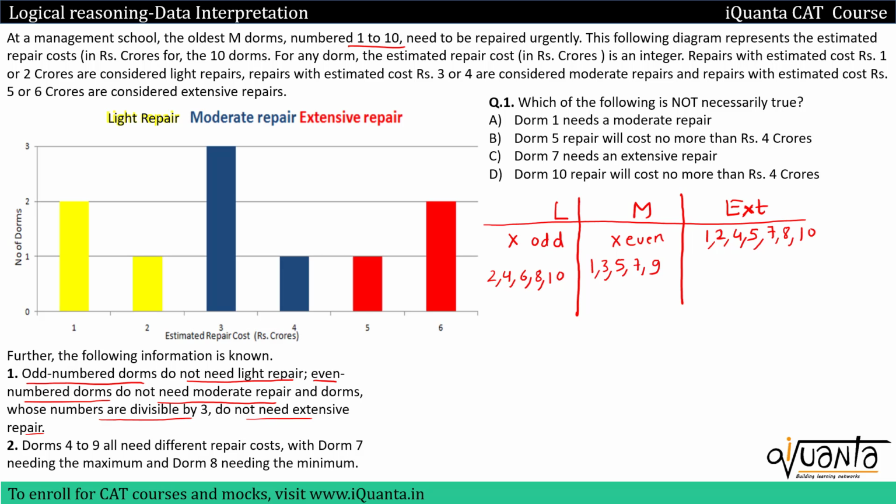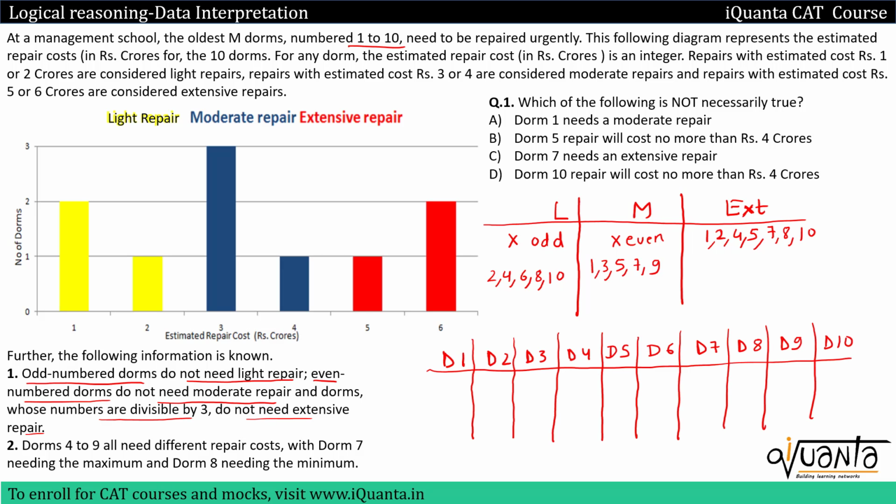Let me also form a table in which I'll be putting all these dorm numbers from 1 to 10, D1, D2, D3 up to 10, and I'll write down whatever cost they need if I get any clue in between. So I've written down all the dorm numbers.